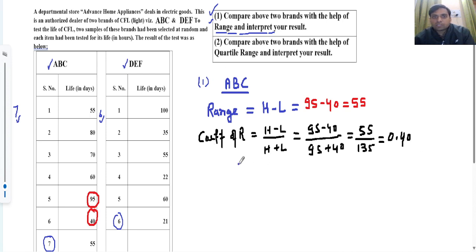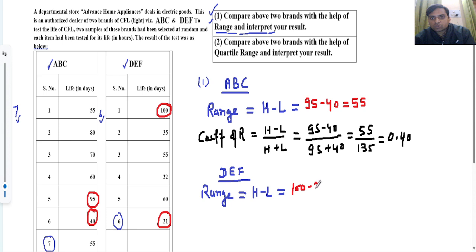Now we will do this same task for DEF company. So for DEF company, the range is again highest minus lowest. So highest value in DEF company is 100 and the lowest value is 21. So 100 minus 21 equals 79, right?